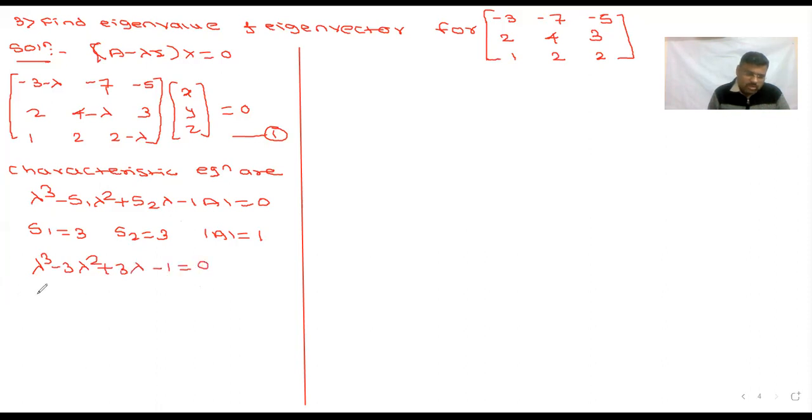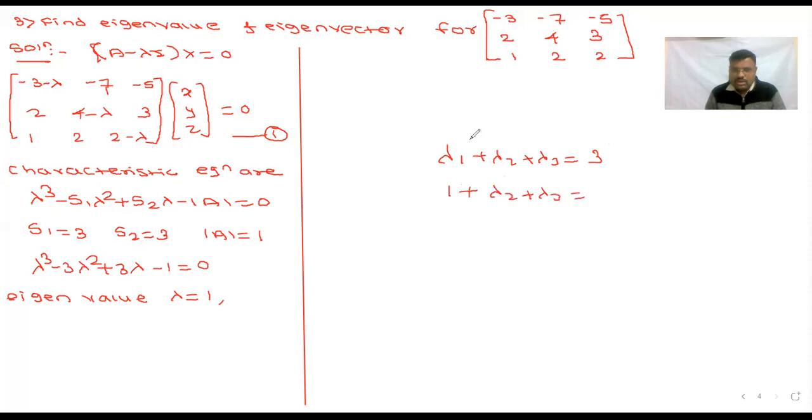So what is the eigenvalue? Calculator shows only one value. Which one is repeated? So we calculate lambda 1 plus lambda 2 plus lambda 3 is equal to s1. s1 is 3, so only one value. So lambda 1 is equal to lambda 2 is equal to lambda 3 is equal to 1. Our product lambda 1 into lambda 2 into lambda 3 is equal to 1. So all three roots are repeated.